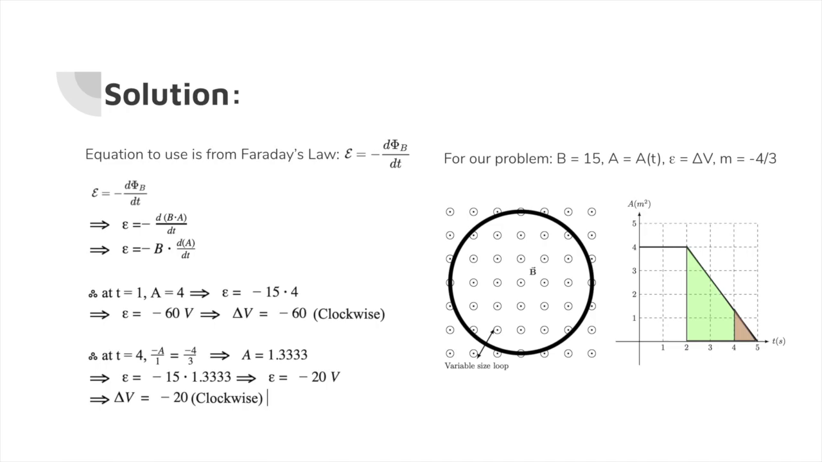So, same thing as we did last time, we just plug it into our derived equation, which now gets us -15 times 1.33 repeating. The EMF is equal to -20 volts, which means that the potential difference is equal to -20 volts. And since it's the same sign as last time, we know that it's clockwise, but again, you can use the right-hand rule if you want to make sure. Point your fingers in that direction. Since it's negative, you've got to flip the sign, and you're pointing in the right direction, which would be clockwise.